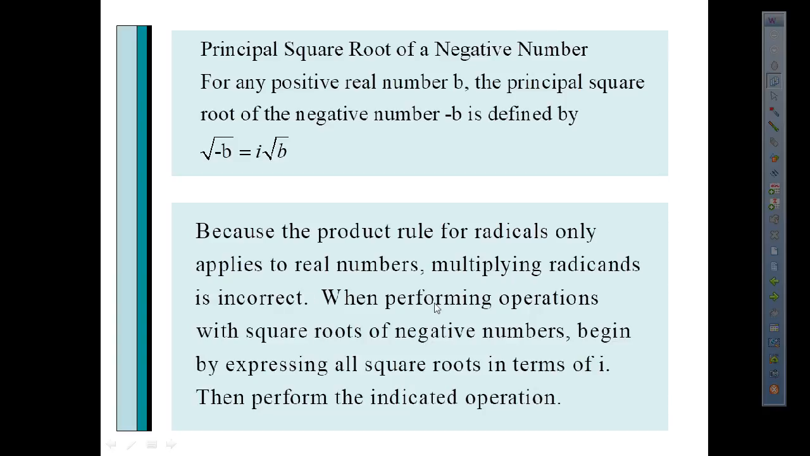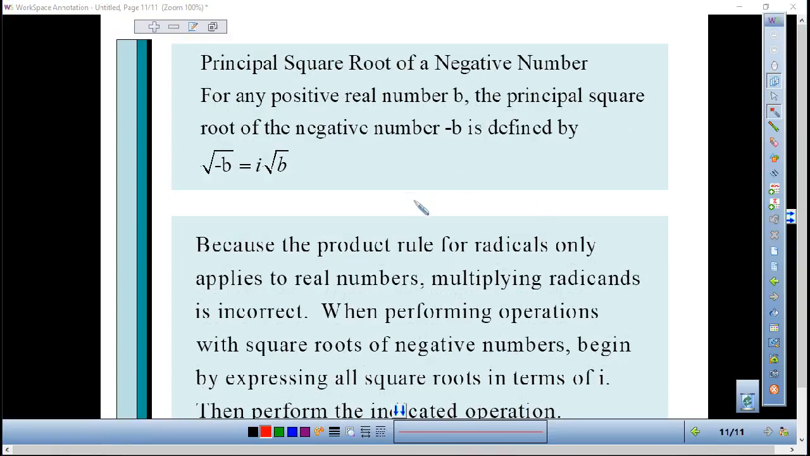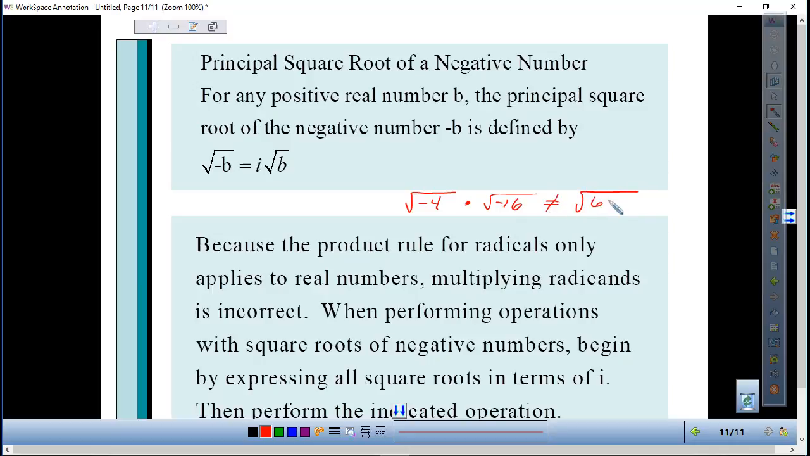Now, what all that just says is this. If you have the square root of negative 4 times the square root of negative 16, this is not equal to the square root of positive 64. It's not equal. Do not do the multiplication there. Because the product rule for radicals only applies to real numbers, and these are not real numbers, you have to get those into the real numbers first. All right, so what would you do with this?